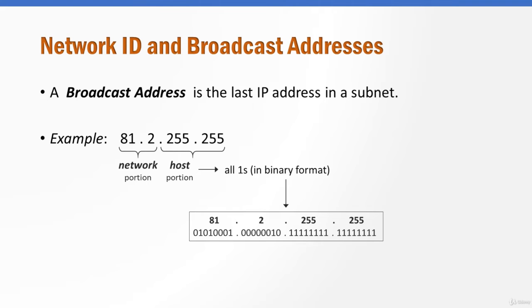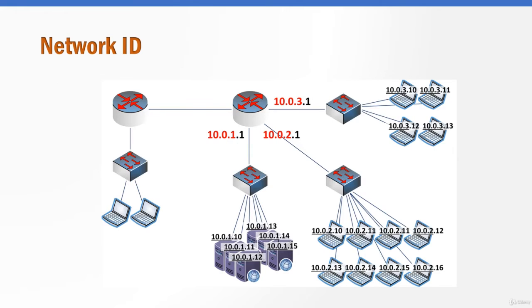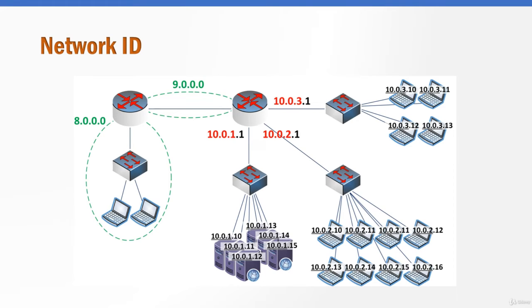Now let's look at some examples. The right part of this network is actually the same network from our previous example, but now we've added one router which gives us 2 additional networks. We have this network between the 2 routers and this small LAN with 2 laptops. We're going to describe these 2 networks with their network addresses or their network IDs.